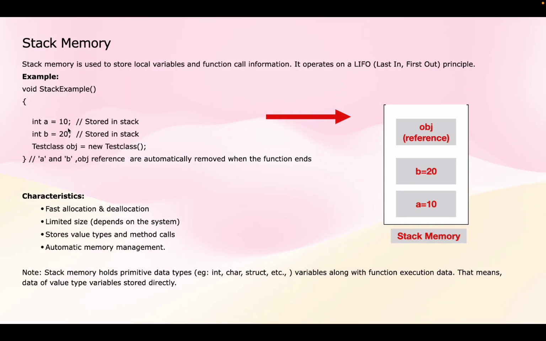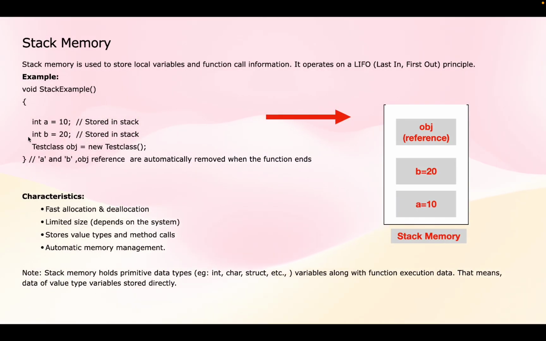Let's see an example. Inside this function, declared a variable a and b and assigned 10 into a and 20 into b and created an object for test class. When the first line of this function executed, compiler allocates some memory in stack, and if it's a value type, the compiler stores the variable along with the data in stack itself. Here note a is an integer value, integer is a value type, so value of a, 10, is stored in stack memory itself. And remember, stack memory holds primitive data type variables along with the data. That means the reference of variable a along with the data 10 is stored in stack memory itself.